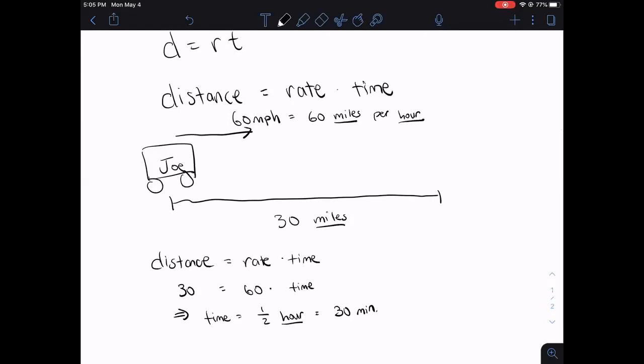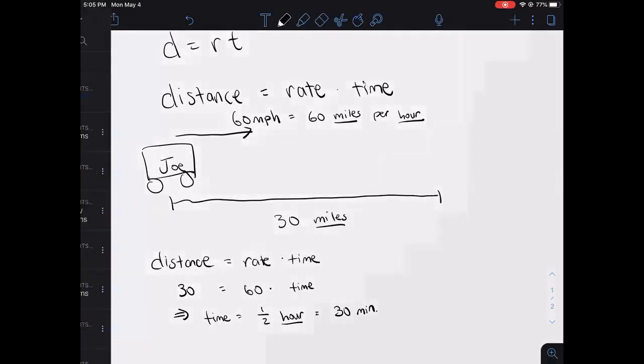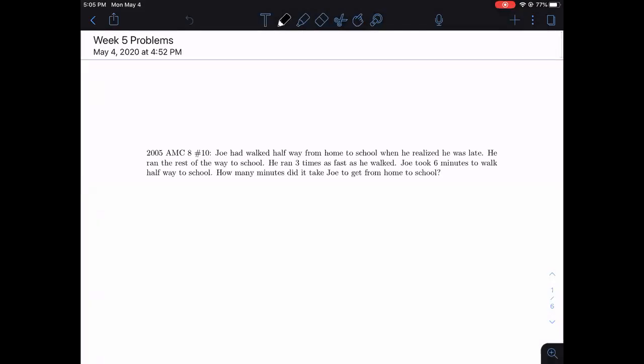So now we're gonna try some problems with D equals RT. And most problems in the AMC8 aren't just gonna be plugging it in. It's gonna be a bit more. So here's the first problem.